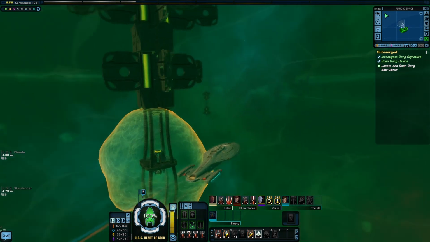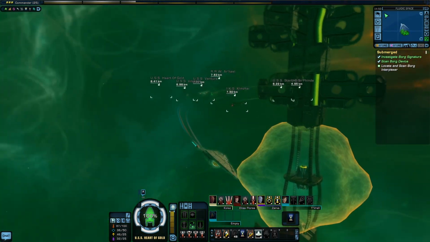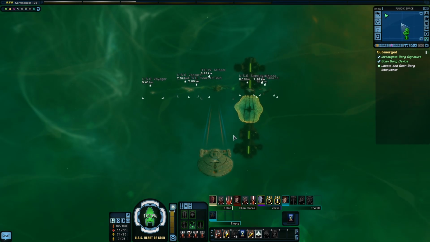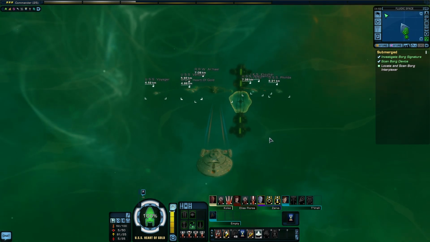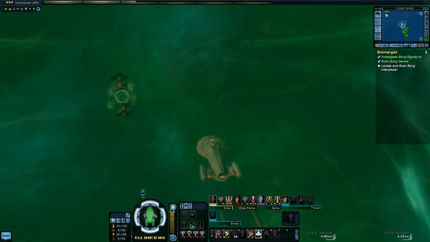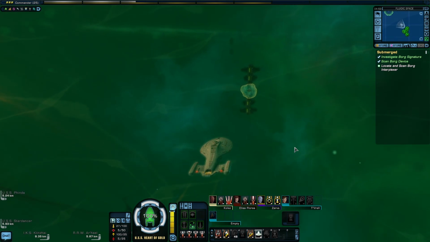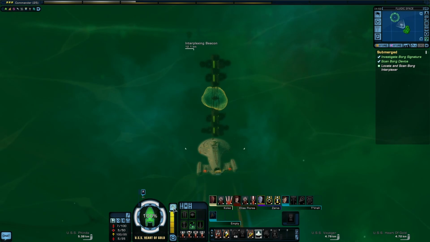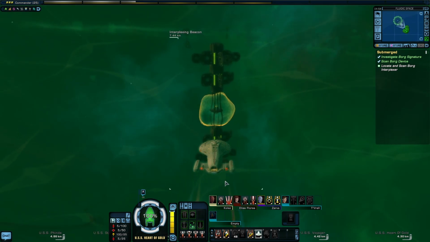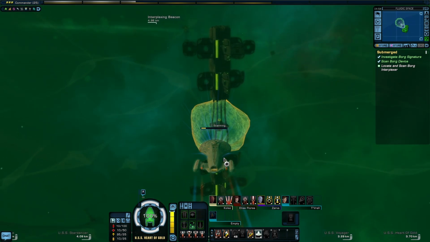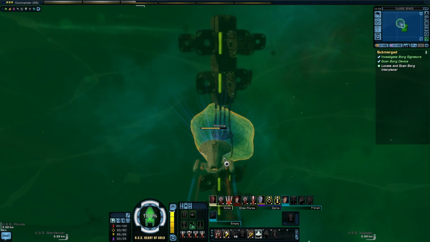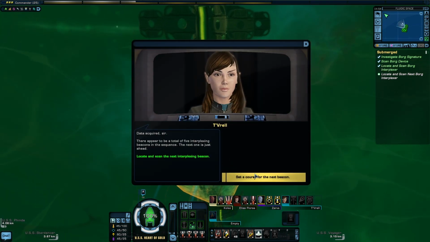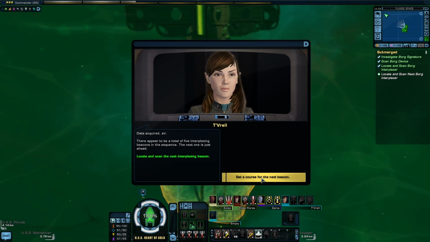These currents are quite annoying, but there you go. So it looks as though we've got one Romulan Republic warbird, with the rest being Federation. Wonder why Romulan Republic? Maybe because it's so close to their space. Right, another interplexing beacon. Data acquired. There appear to be a total of 5 interplexing beacons. The next one is just ahead.